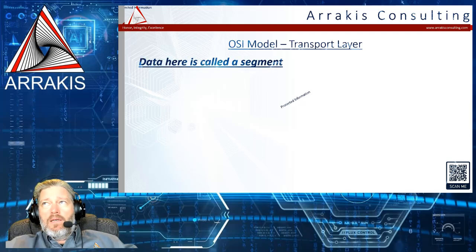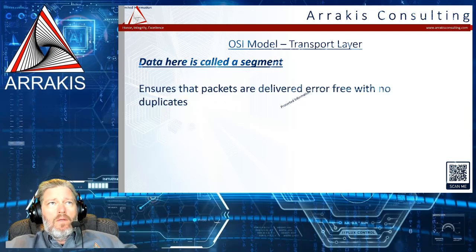So data at the transport layer is called a segment. And much like how frames are a combination of bits from the physical layer, and much like how packets are a combination of frames from the data link layer, segments are combinations of packets at the transport layer. One of the concepts behind the transport layer is that we want to make sure packets are delivered error-free and without duplicates. So we don't want to receive the same information more than once, and there's a variety of different ways that happens to make sure that we get data that's clean, that's accurate, that's uncorrupted, things like that.